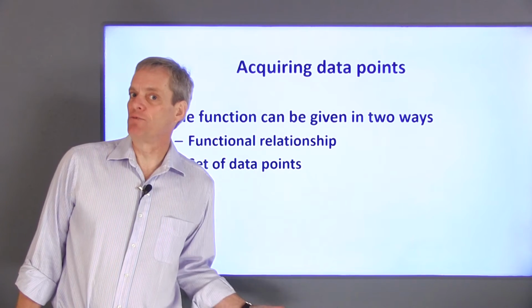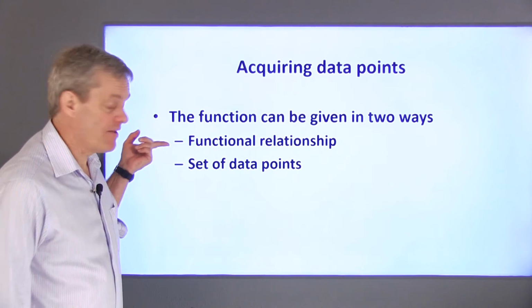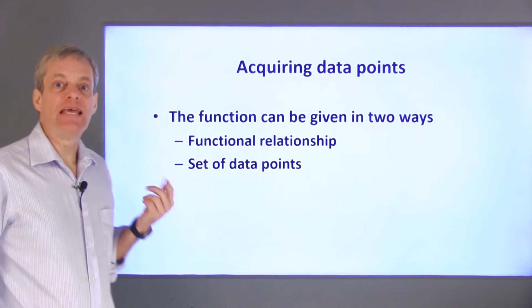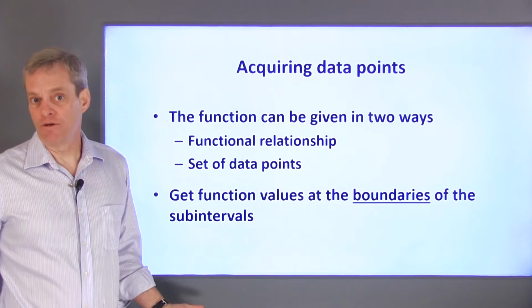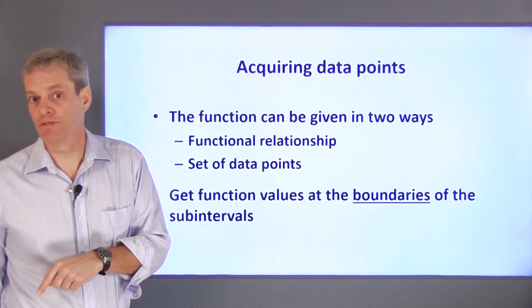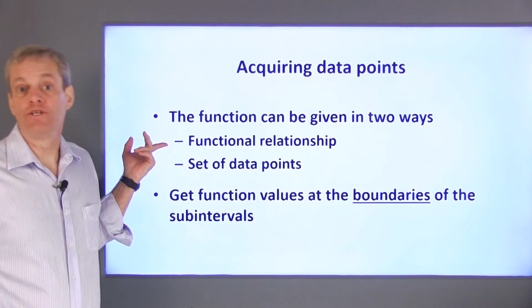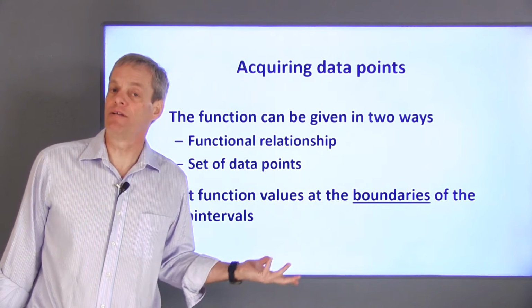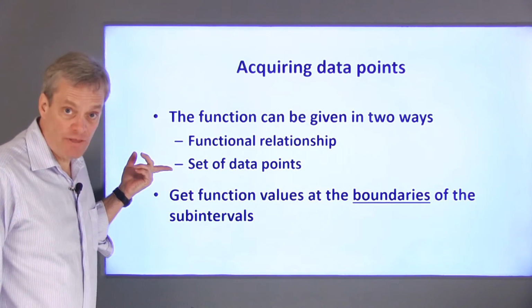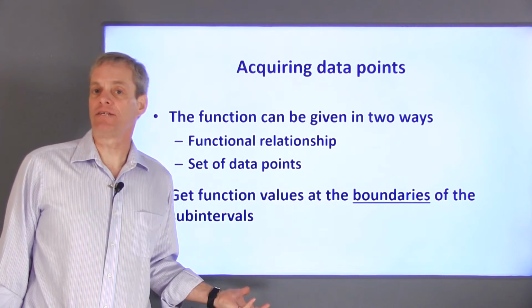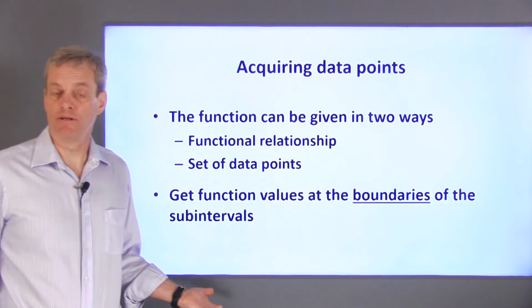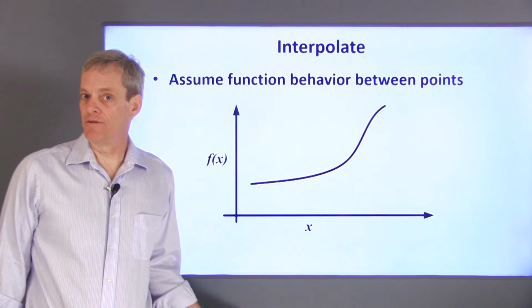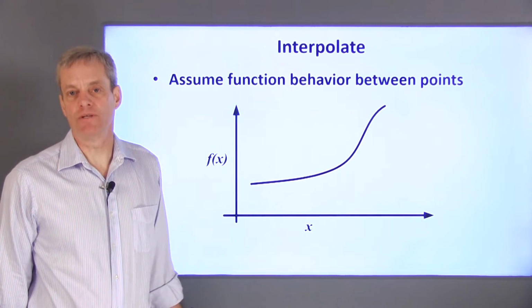We have two possible ways that our function can be defined: by a functional relationship or by a set of measured data points. Either approach allows us to determine the value of the function at the boundaries of the subintervals. If the function is given, we can choose any values of x we want to define the subintervals and then calculate the corresponding function values. If we're provided with data points, we already have the x and y values of the data points to define the subintervals.